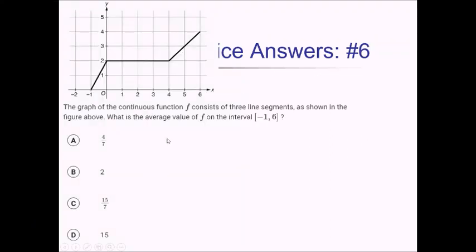On this one, we have the graph of a continuous function f, and we want the average value of f over the interval from -1 to 6. So I'm going to set this up using my average value format with integrals. We'll start with 1 over the interval length, so 1 over 6 minus -1. And then I'm multiplying that by the integral from -1 to 6 of the function I'm trying to average, in this case f of x, and then we have a dx in there as well.